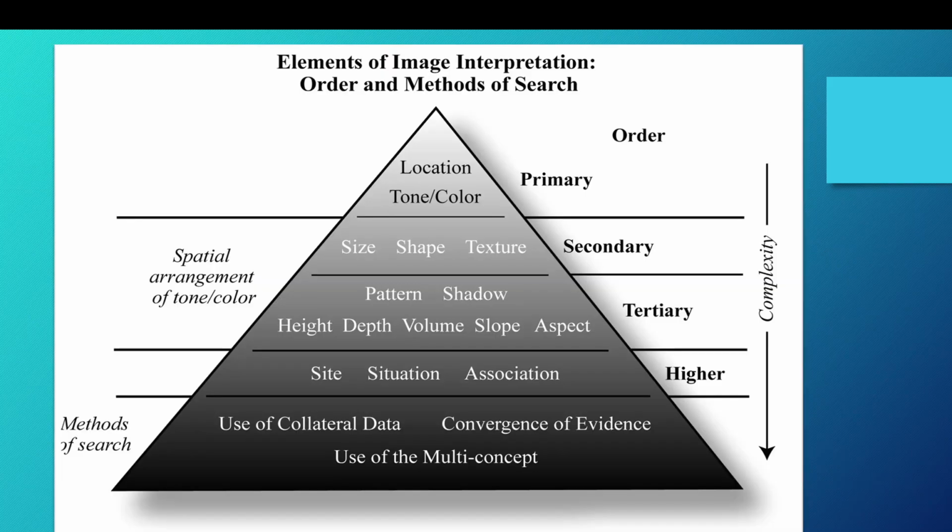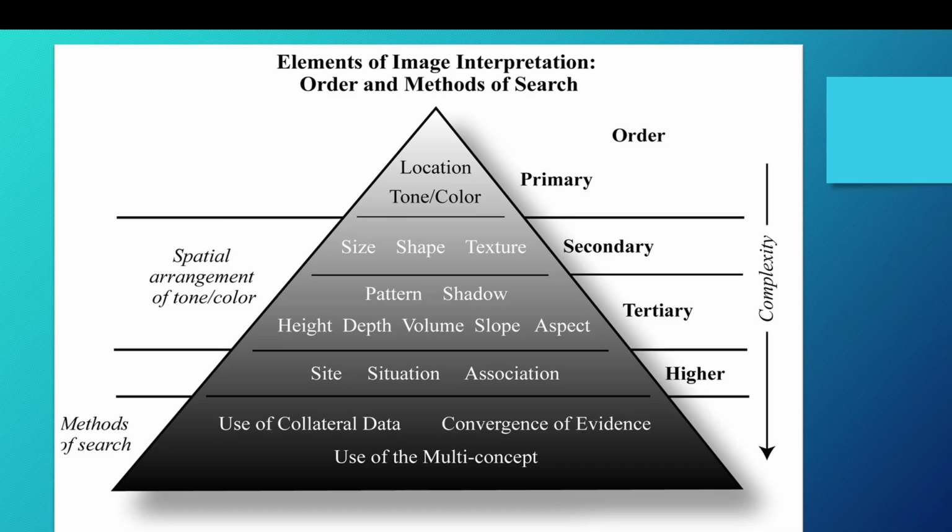Moving on to the elements of image interpretation based on their orders and methods of search. Okay, firstly, we have the primary elements. These are the simplest and the first thing we notice, like the location, tone, and color. So these basic elements are essential for identifying features quickly. In secondary elements, which involves more detailed characteristics like size, shape, and texture. This detail builds on primary elements.